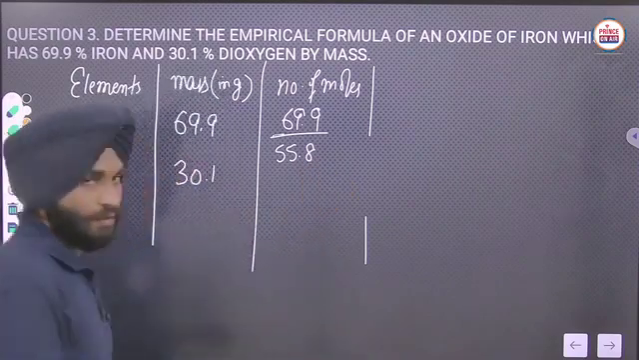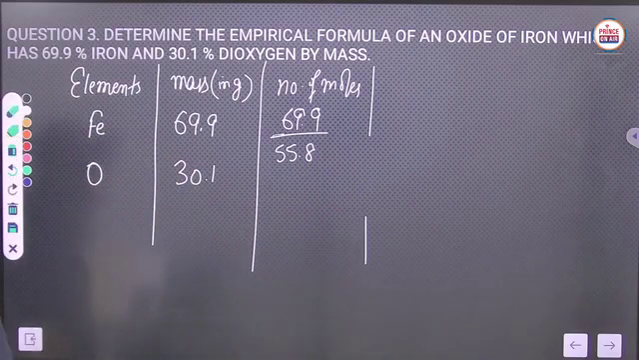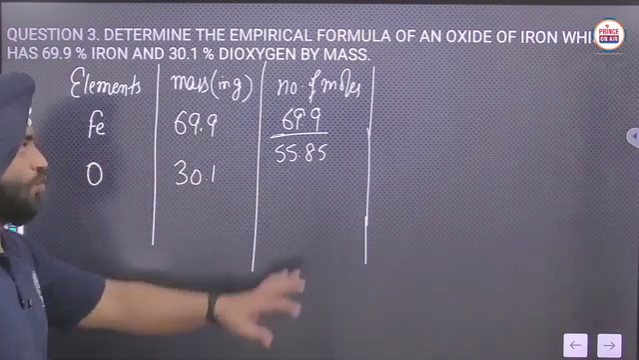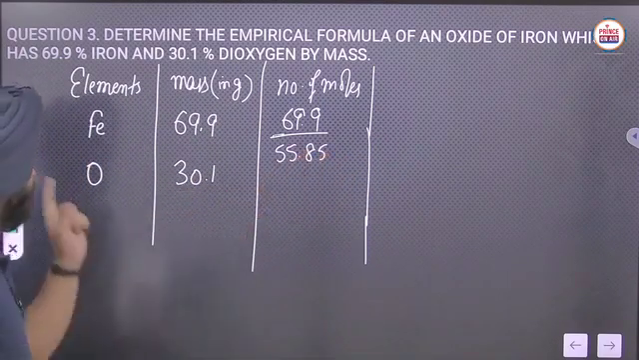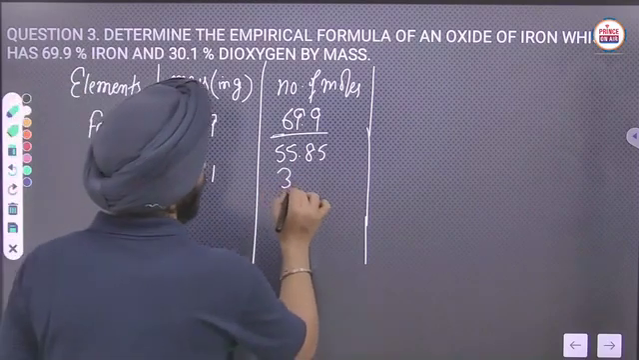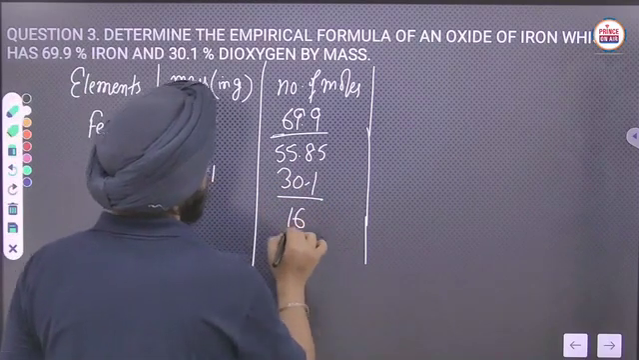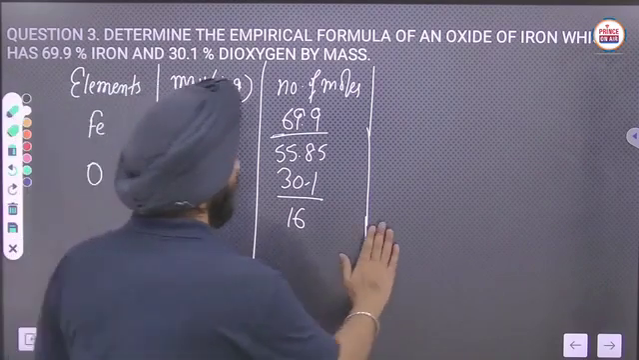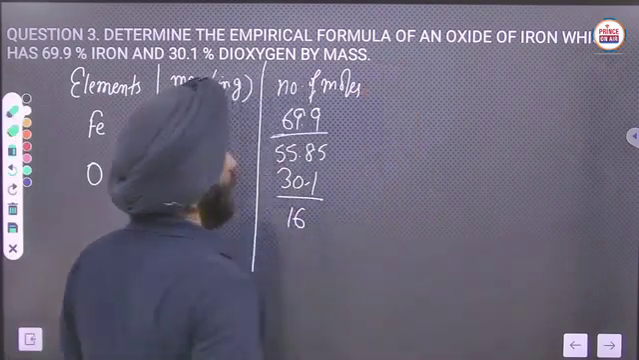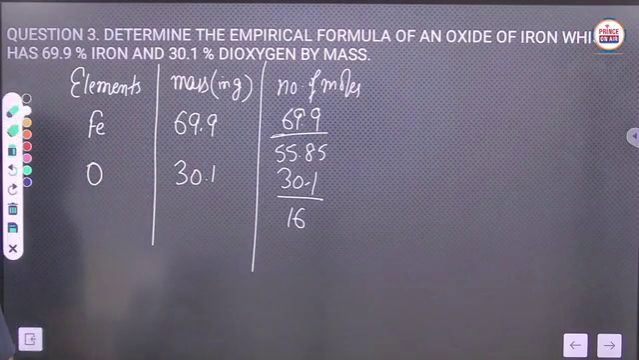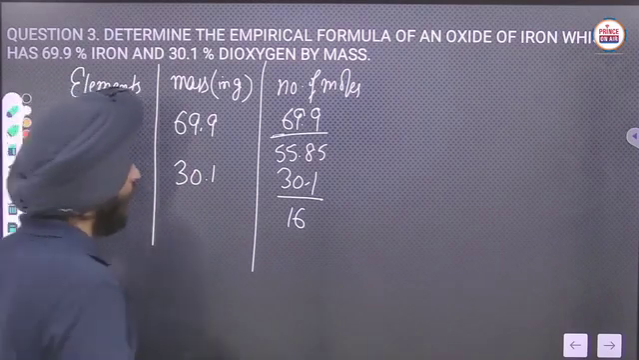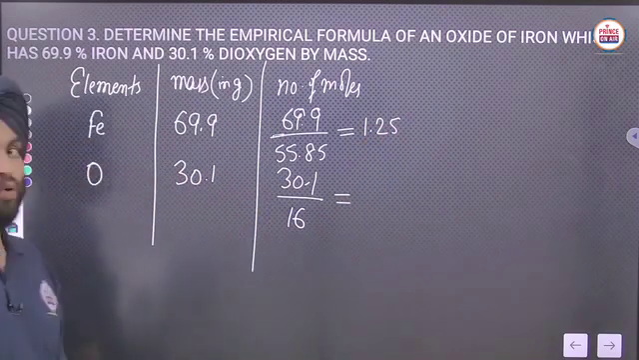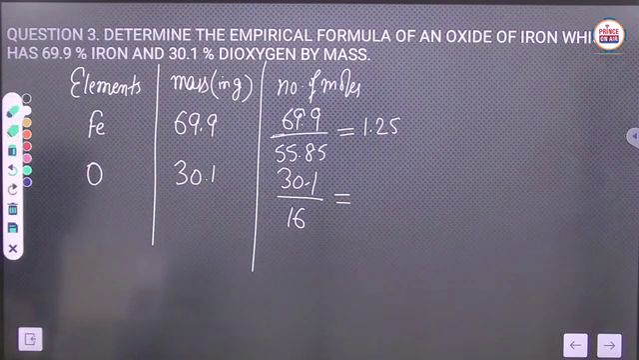55.85. Through that you can calculate the number of moles. Similarly for oxygen, it will be 30.1 upon 16. Now you can calculate the number of moles. The number of moles comes out to be 1.25 for iron, and for oxygen it comes out to be 1.88.